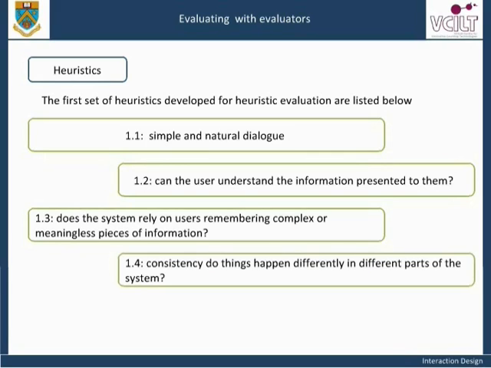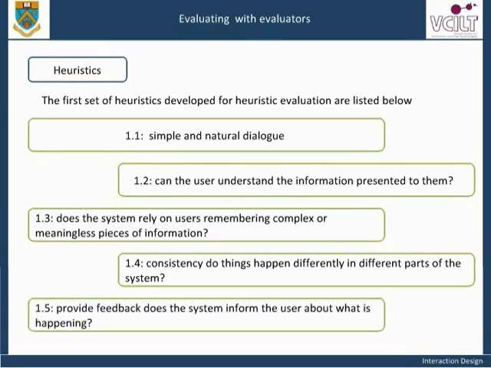1.4 Consistency. Do things happen differently in different parts of the system? E.g. the operation to save a file should be named consistently in different parts of the system, not save in one part and write in another. 1.5 Provide feedback. Does the system inform the user about what is happening? E.g. highlighting buttons when pressed is good feedback, as is showing an hourglass when the system is busy.